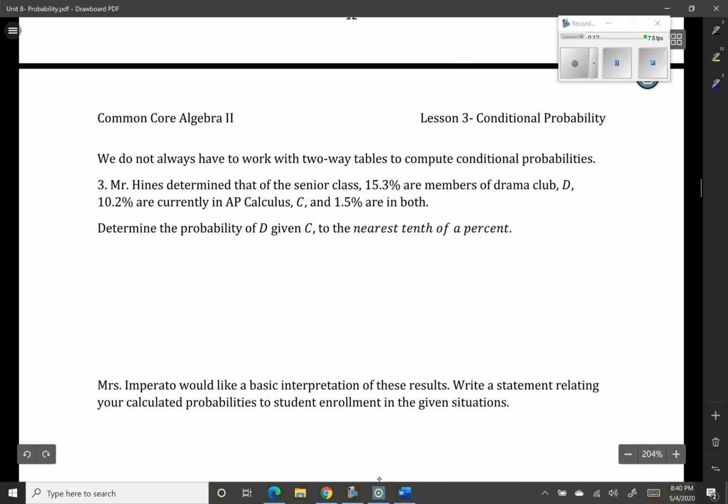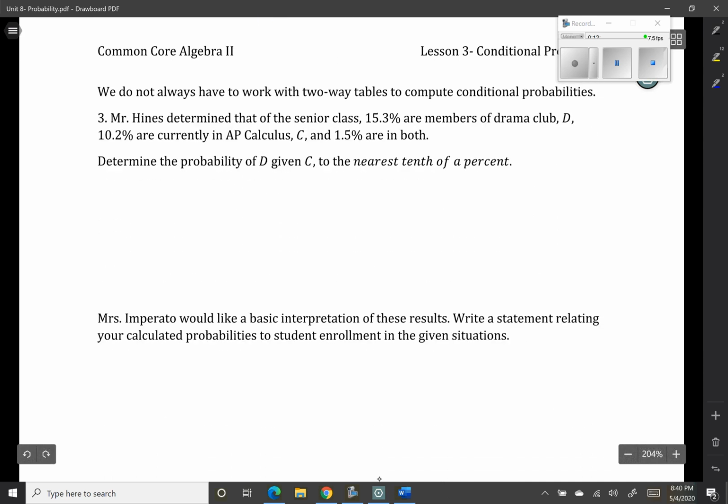All right, so here's where we're trying to get to. What we want to be able to get to is creating some probabilities without actually having to make a two-way table. Because in all reality, you're going to have a problem and you're going to want to solve it quickly. You're not going to want to create a two-way table if you have all the information you need to be able to find a conditional probability.